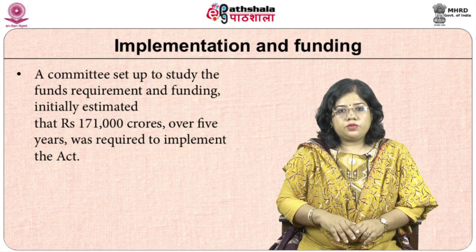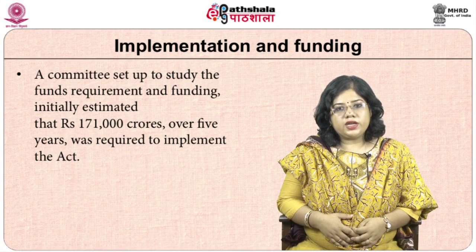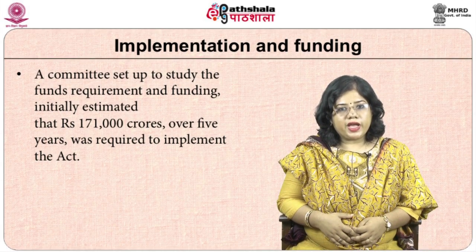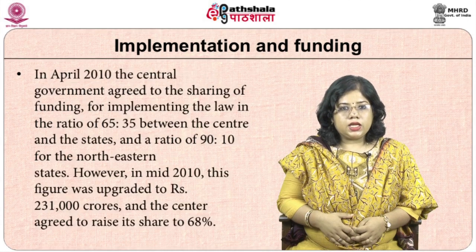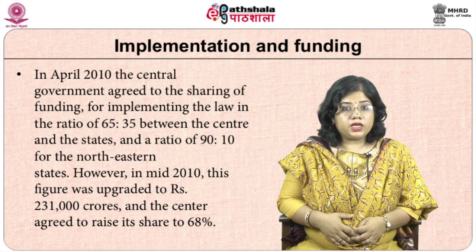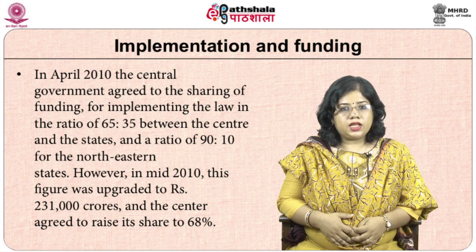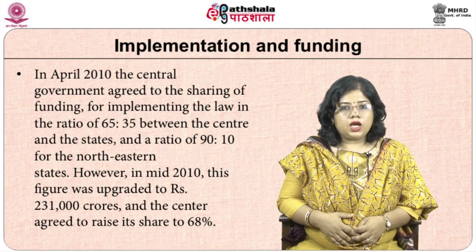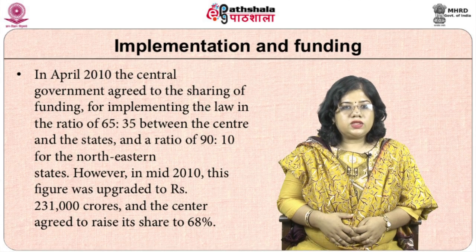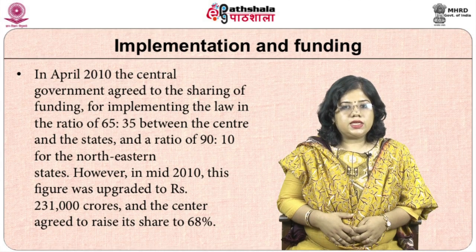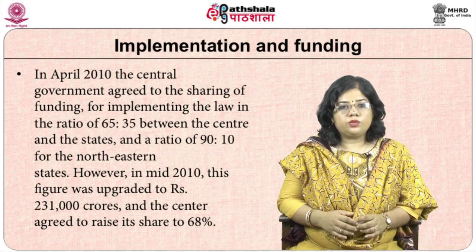A committee set up to study the funds requirement and funding initially estimated that rupees 171,000 crores over 5 years was required to implement the Act. In April 2010, the central government agreed to the sharing of funding for implementing the law in the ratio of 65 to 35 between the centre and the states and a ratio of 90:10 for the northeastern states. However, in mid-2010, this figure was upgraded to rupees 231,000 crores and the centre agreed to raise its share to 68%.